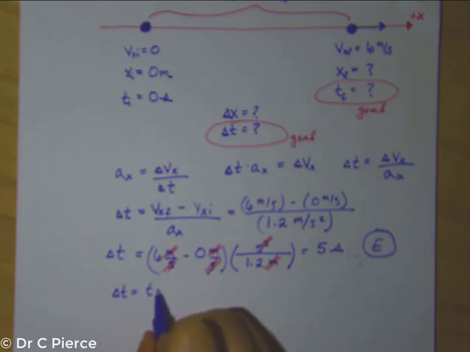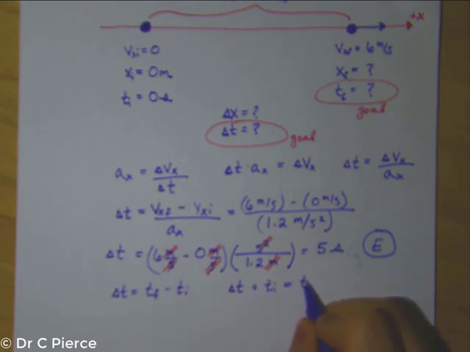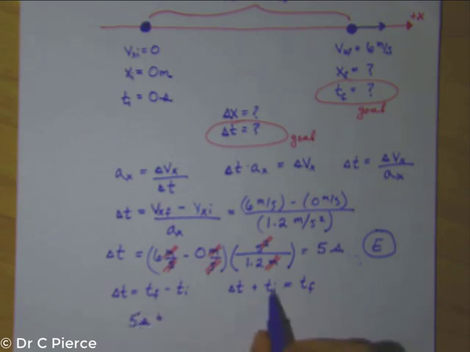but we could also just say, what was TF? What was the final time? Well, delta T is TF minus TI. So we could add TI to both sides. So delta T plus TI is equal to TF. Delta T was 5 seconds, plus TI, T initial, was 0 seconds, and that was equal to TF.